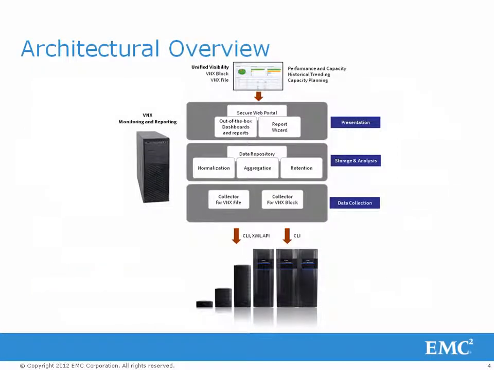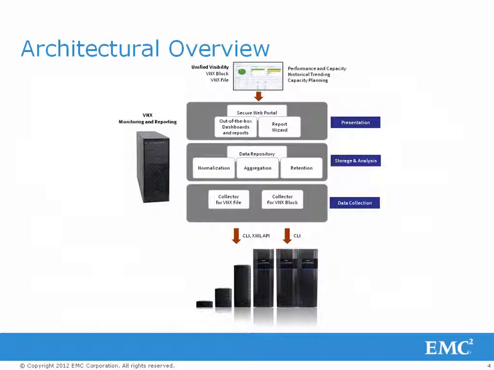VNX Monitoring and Reporting takes less than 5 minutes to install. It must be installed on a Windows Server 2008 R2 or a Linux dedicated server. NaviSecCLI must be installed on the VNX Monitoring and Reporting host system, as NaviSecCLI commands are used to communicate with the VNX.